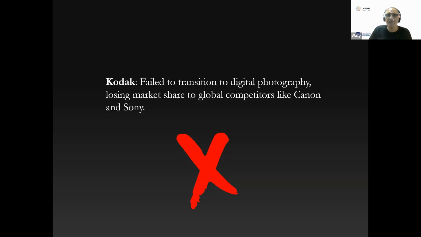Kodak failed the transition to digital photography, losing market share to global competitors like Canon and Sony, because for many years, Kodak wanted to remain an analog camera company, where you put your film in, you take the film out, they process it, you put another one in. Kodak was not prepared to adapt to digital photography until after other means came out, okay? And the guys at Kodak were very adamant about this.